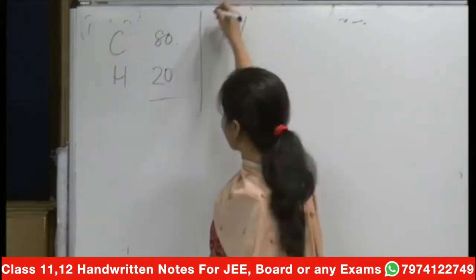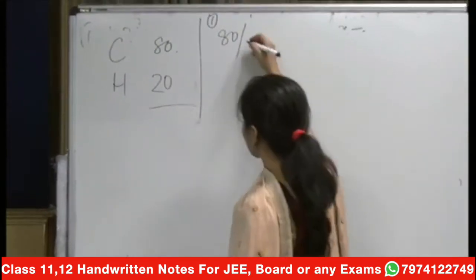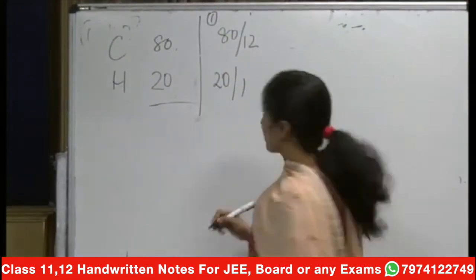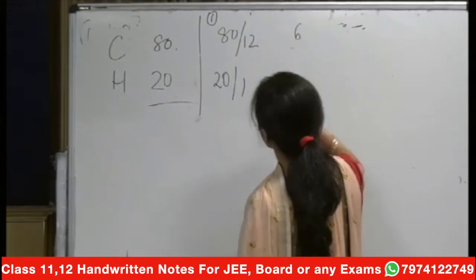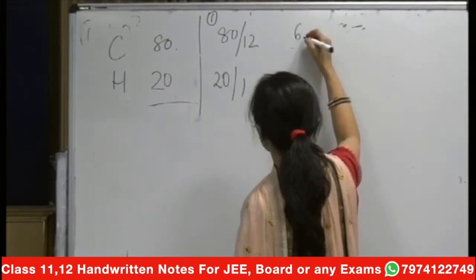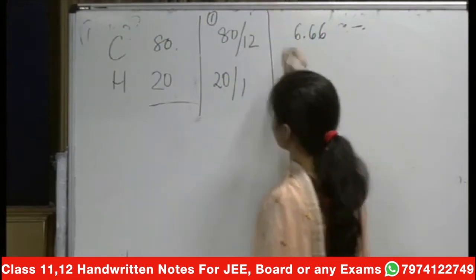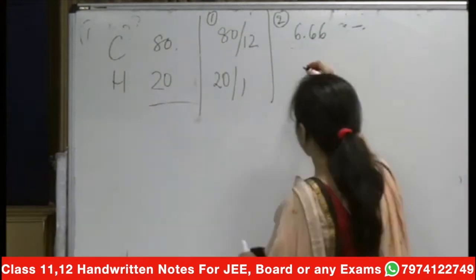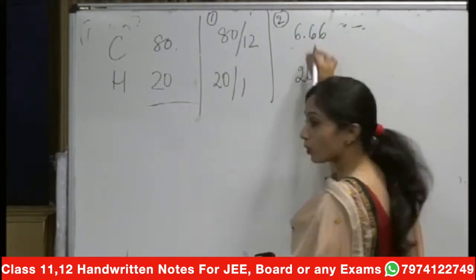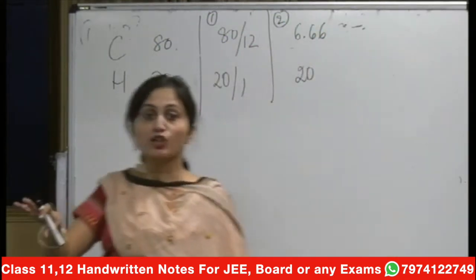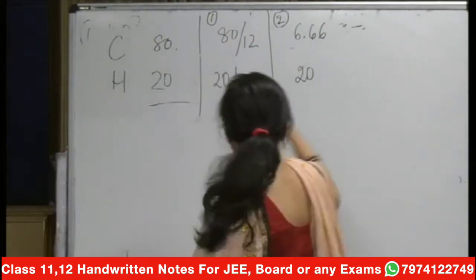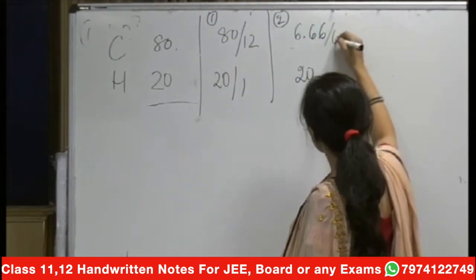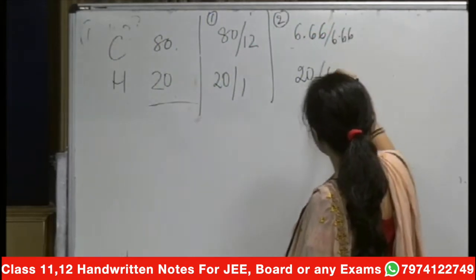Please understand the steps. The first step, that will be 80 by 12, and in this case it will be 20 by 1. 80 by 12 will be around 6, right? 12 sixes are 72, so you have 6.66. This is the second step. This will be 6.66 and this will be 20. Now whichever is lower of the two, that will be used as the denominator for dividing this number. So what will we do? Which of the two is lower? 6.66. So what we do is we divide both by 6.66 and 6.66.